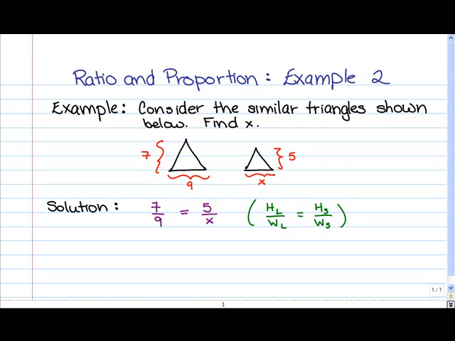Now, getting back to the proportion that we've set up, 7 over 9 is equal to 5 over x. If we want to solve for x, all we have to do is cross multiply. We can solve for x in one step if you like, or we can just go ahead, cross multiply to get 7x equals 5 times 9, which is 45, and that means x is now going to be 45 divided by 7.